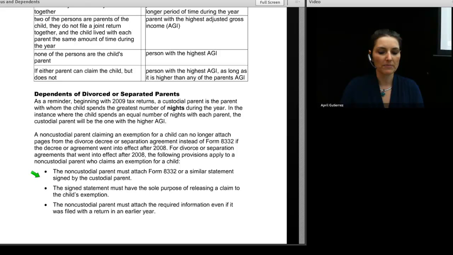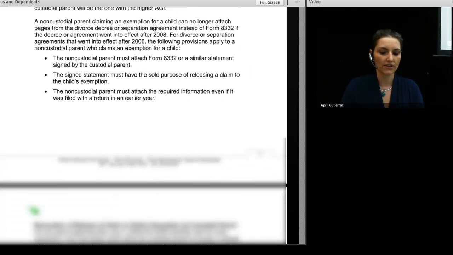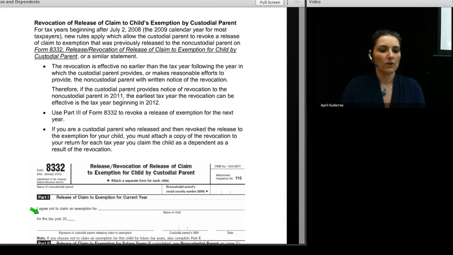The non-custodial parent must attach Form 8332 or a similar statement signed by the custodial parent. The signed statement must have the sole purpose of releasing a claim to the child's exemption. The non-custodial parent must attach the required information even if it was filed with a return in an earlier year. Revocation of release of claim to a child's exemption by a non-custodial parent.